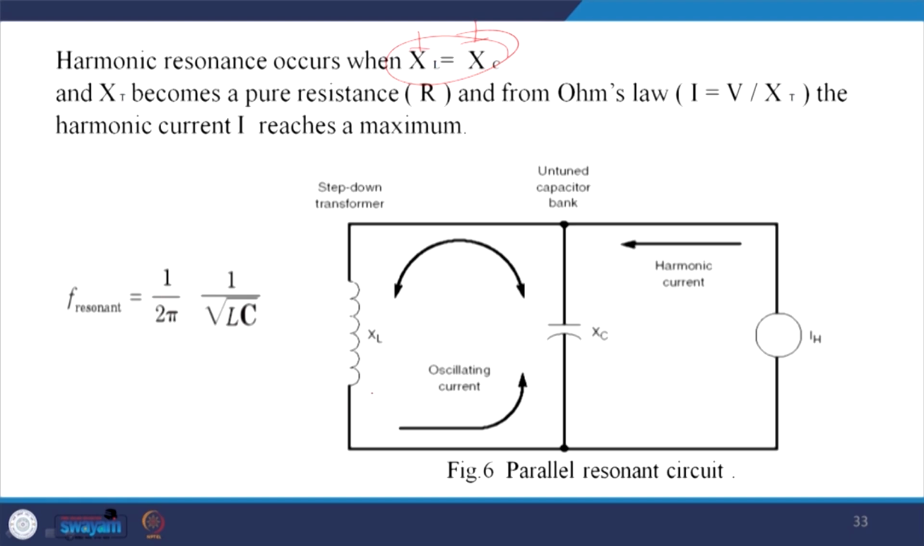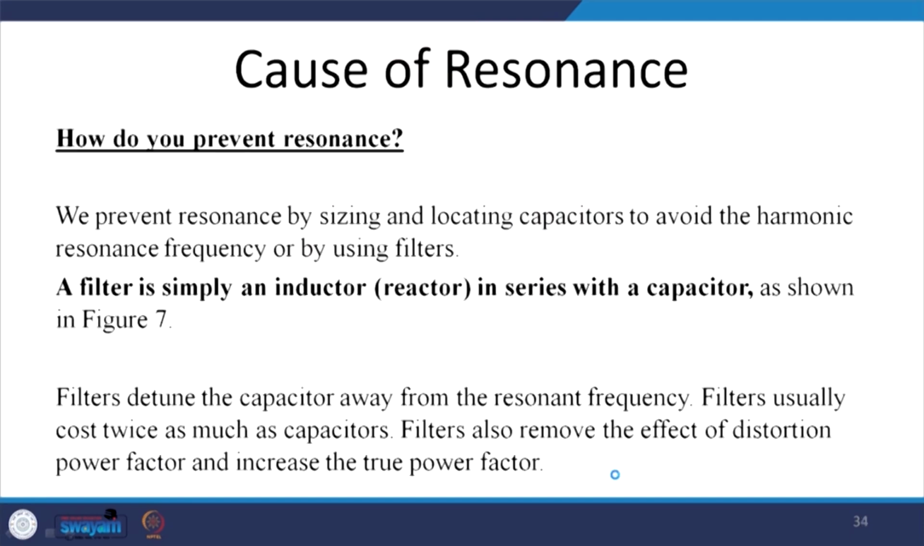Thus the resonant frequency is the square root of LC, and it may be due to what I have drawn there: a step down transformer, an untuned capacitor bank, and a harmonic current because of the adjustable speed drive, and thus a resonance path has been set. So, how to prevent the resonance?